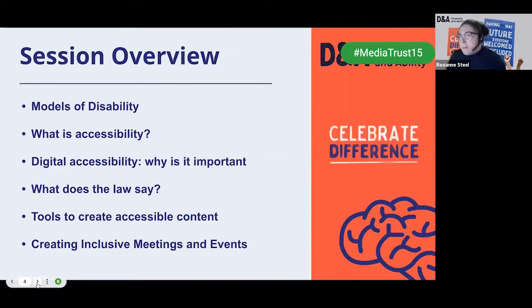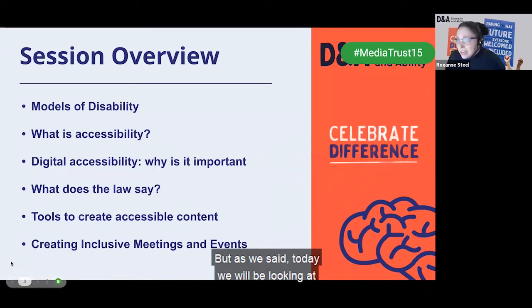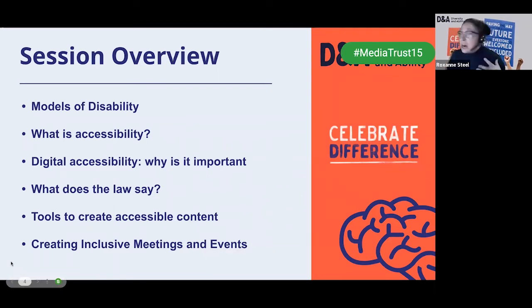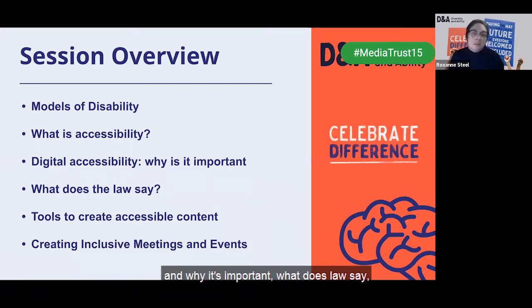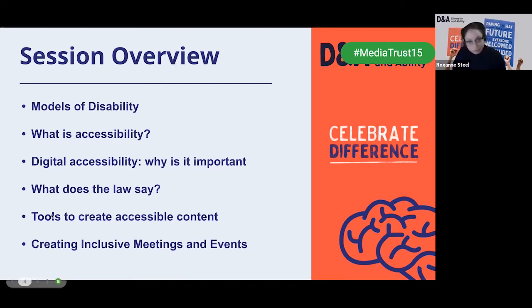But as we said, today we will be looking at the models of disability to really understand how that affects our view on disability. What is accessibility? Digital accessibility and why it's so important. What does the law say? Then we'll give you tools and tips to be able to create accessible content, as well as those top tips for creating inclusive meetings and events.